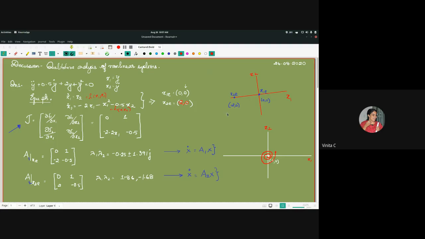Now what about the second point? അവിടെ എങ്ങനെ ആയിരിക്കും behavior? അതിന്റെ ഒരു eigenvalue positive ആണ്, മറ്റേ eigenvalue negative ആണ്. So what is it? Here I have a stable focus. And what about the second point?